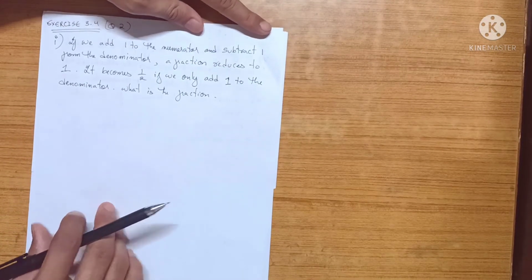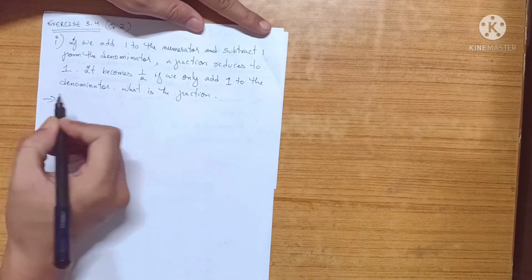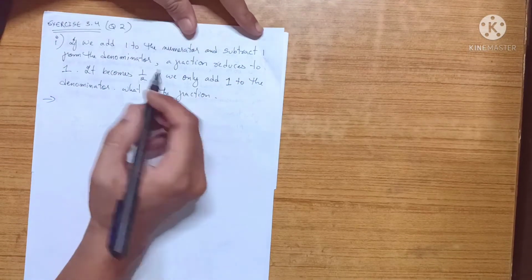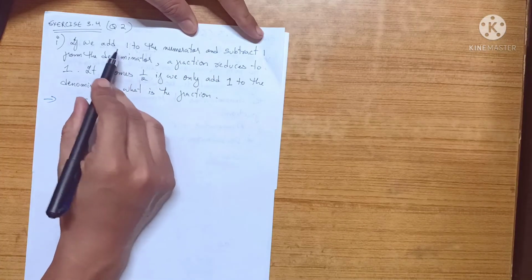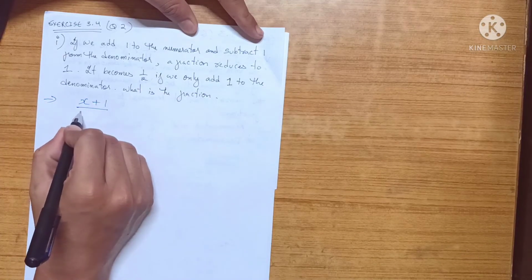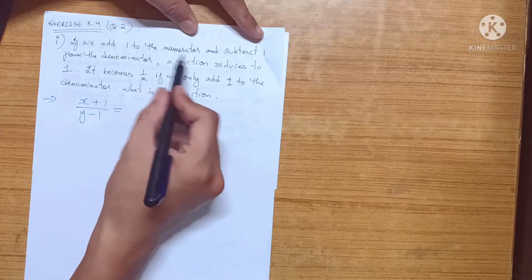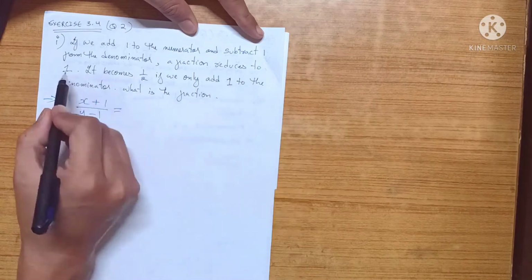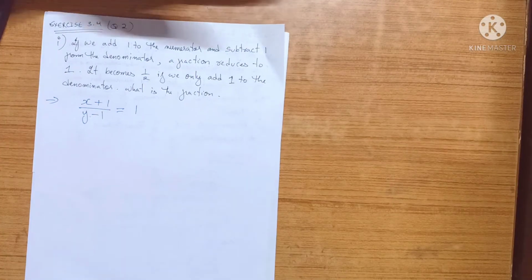Now that I've explained the first question in detail, I'm going to go a little faster. I'm just going to write the numerator as x and the denominator as y directly. If we add 1 to the numerator and subtract 1 from the denominator, the fraction reduces to 1, so the fraction becomes 1. That's what it means. Reduces to 1 means 1.